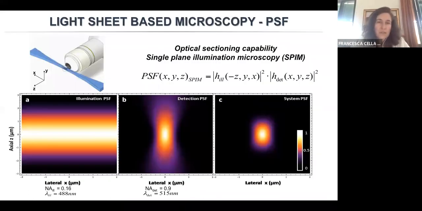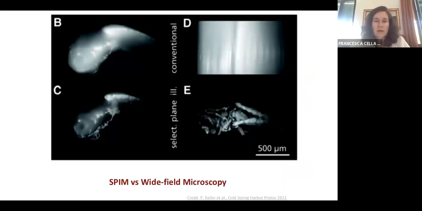This is a simulation where you can see the point spread function of the system, which you can compute by thinking about the illumination intensity distribution of the light sheet multiplied by the intensity that you get from the detection point spread function. And this gives you the overall point spread function of the system, that is more isotropic compared to the wide field microscopy scheme. And this brings clearly an advantage in terms of axial resolution and contrast.